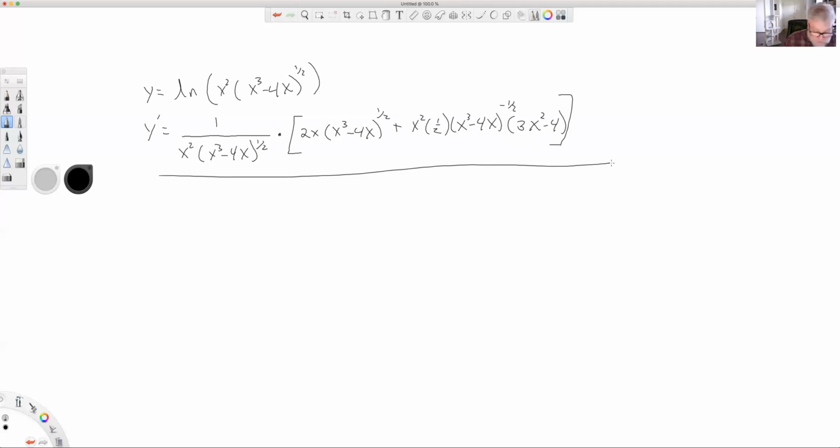Okay, let's try another. Oh, this one's going to be fun. You are going to like this one. Okay, where's my cursor? Hello, cursor. There you are.